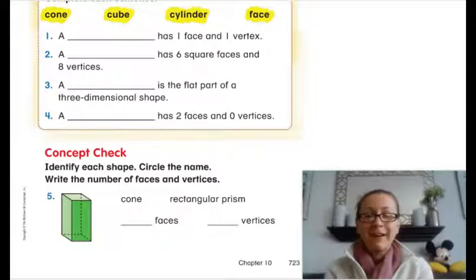Okay, here is number 5. Here are your directions. You need to identify each shape, circle the name, and write the number of faces and vertices. So number 5, your choices for the shape are cone or rectangular prism. And then you need to write down how many faces this shape has and how many vertices this shape has.